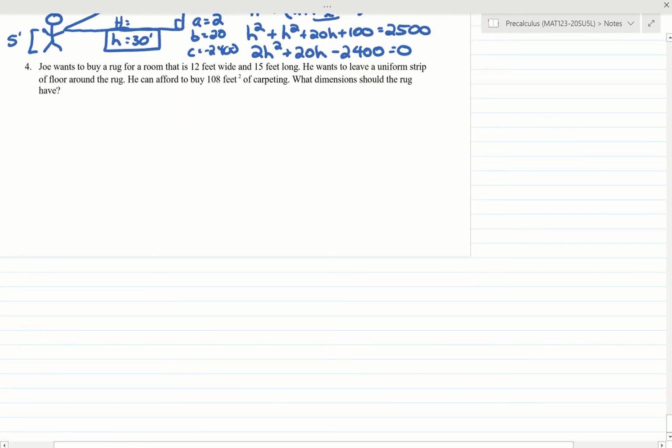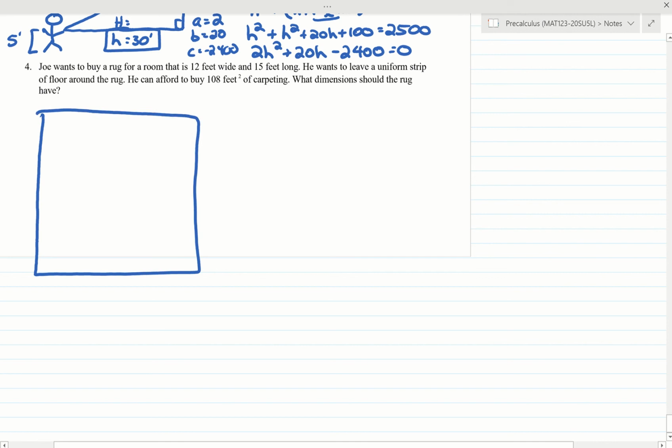We have one more. Joe wants to buy a rug for a room that's 12 feet wide and 15 feet long, so let's draw this out. There's our rug. It's 12 feet wide and 15 feet long. He wants to leave a uniform strip of floor around the rug. So the rug's going to look like this.